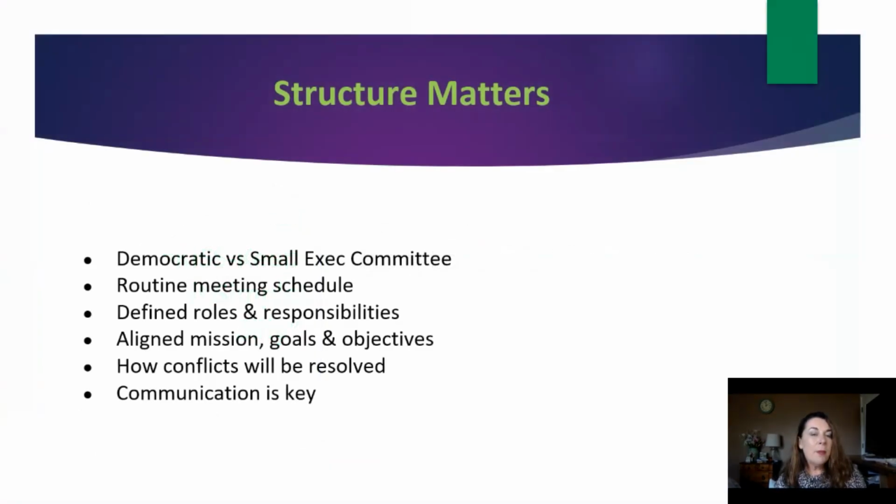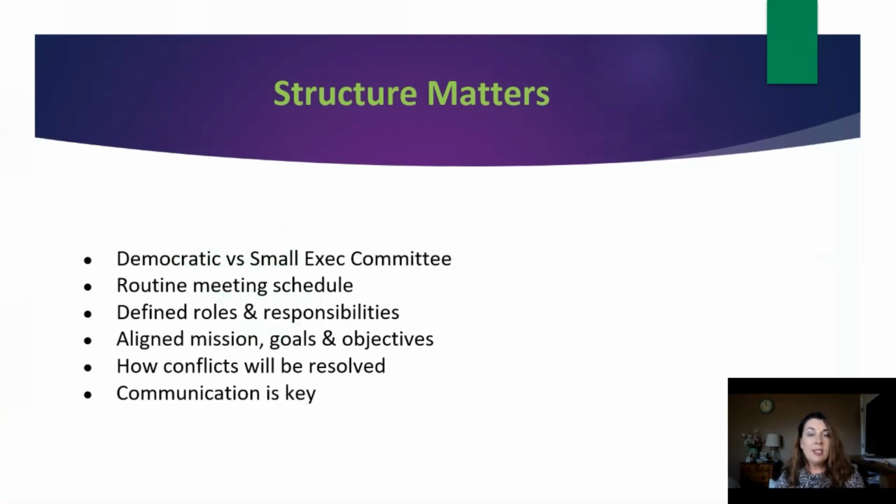So first, let's talk about a simple structure and the importance of structure. Is this coalition going to be democratic in nature, or is it going to have a small executive committee that makes decisions on behalf of the coalition when we talk about overall objectives and strategies? What's going to be the routine meeting schedule, or cadence of those meetings? What are the defined roles and responsibilities of each member of the coalition?